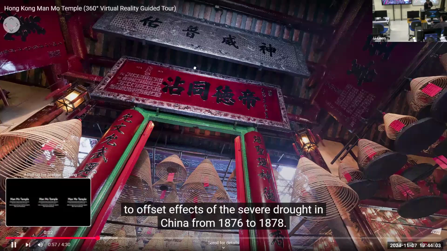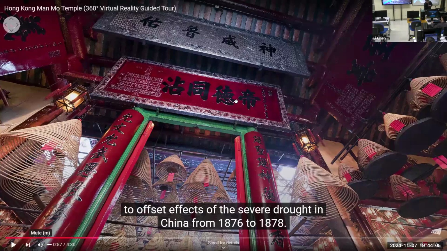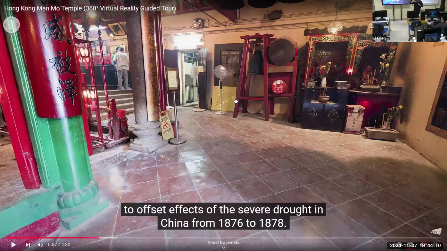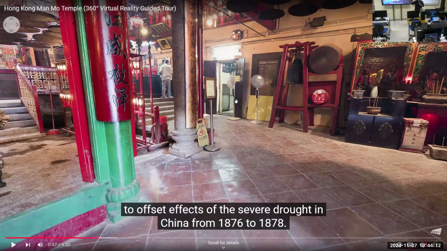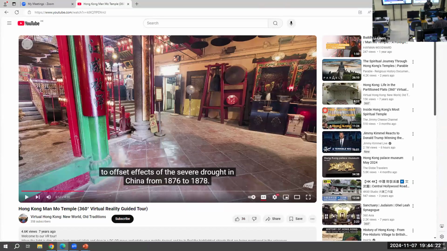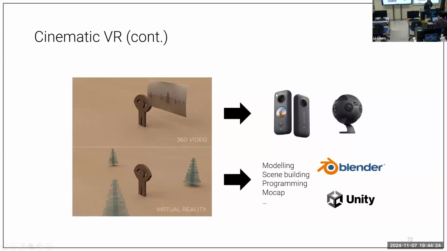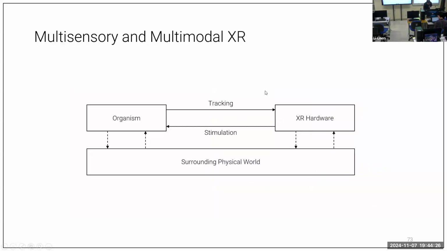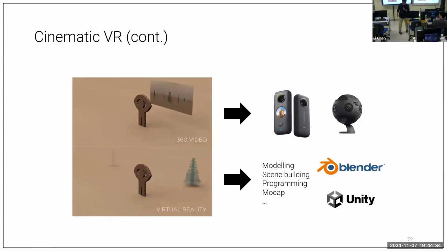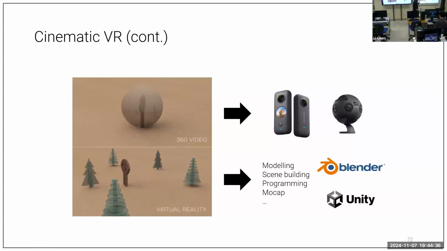Yeah, so I think you get the idea. You can use these techniques and place the camera at different locations, and then let users travel to different points to create this kind of free navigation experience. Yeah, so this is about cinematic VR. So any questions? Any questions? Okay. If no questions, then let's move on.